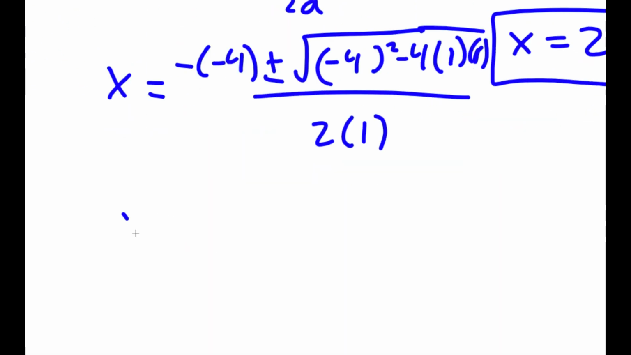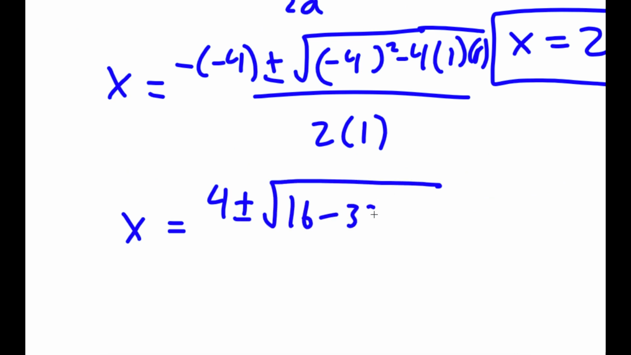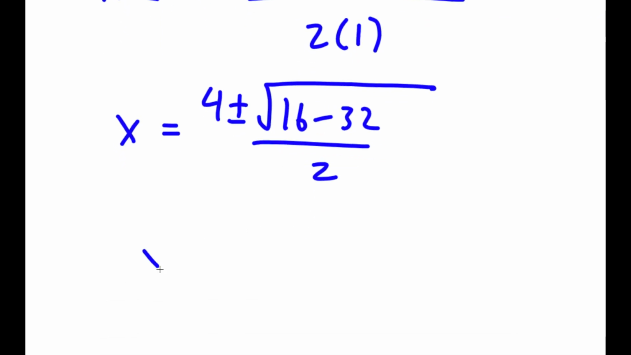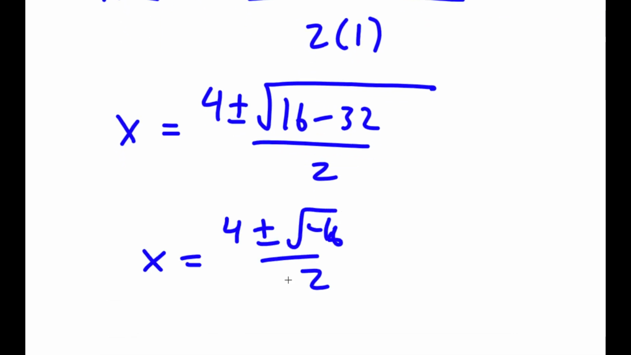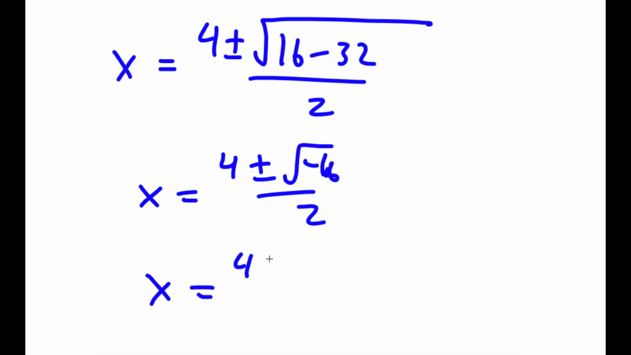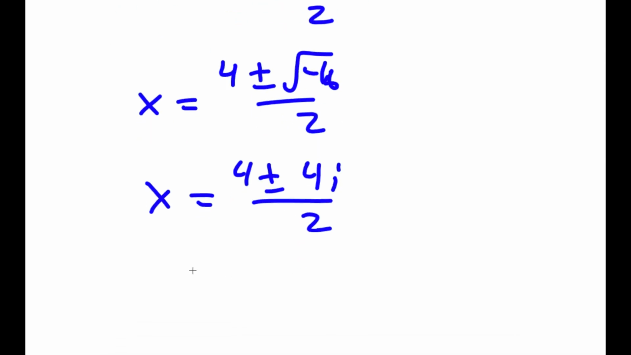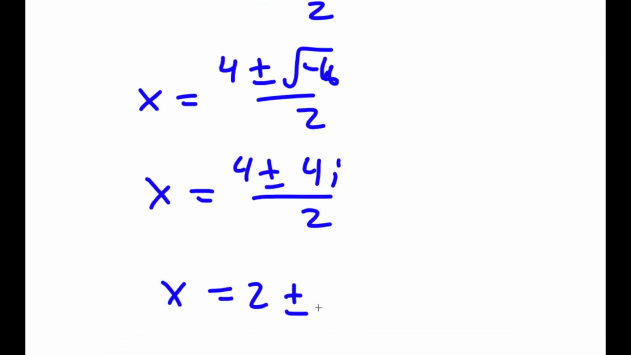1. Now this is equal to 4 plus or minus the square root of negative 4 squared, which is 16, minus 32 over 2, which is equal to 4 plus or minus the square root of negative 16 over 2, which is equal to 4 plus or minus 4i over 2, which is equal to 2 plus or minus 2i.